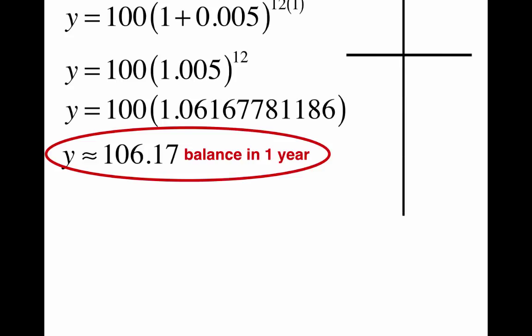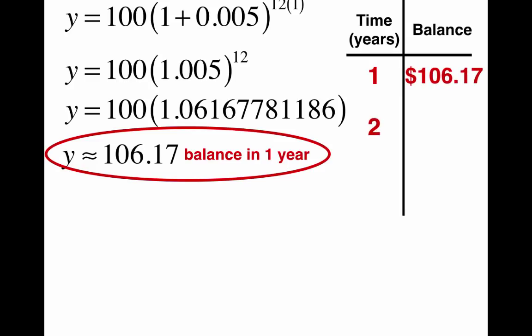Okay, so now we're going to put this in a table. We're going to make a table that measures the time in years and your balance in your bank account. And what we know is in 1 year, you have a balance of $106.17. But what about 2 years?